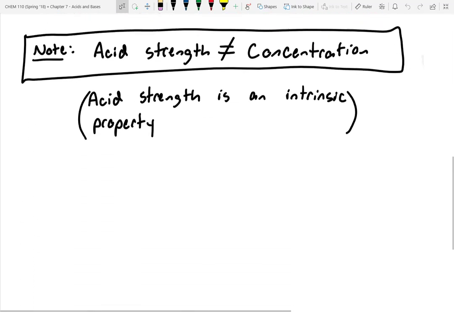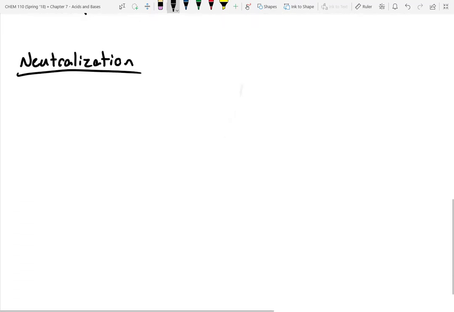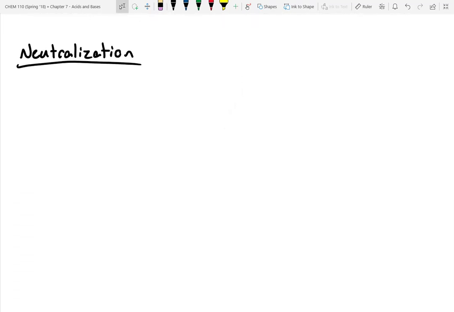The other thing that people get confused on is that acid strength is not necessarily related to its concentration. It has to do with the extent of ionization, not concentration. All right, so what we're going to start with today is something called neutralization. In neutralization, we've actually already seen a bit in our lab with the carbonates, but it's when you combine an acid and a base together.